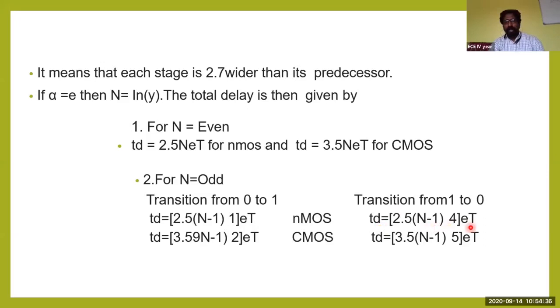This is the difference: for 0 to 1 it is 1 here, and for 1 to 0 it will be 4 in the equation. And for CMOS, for 0 to 1, it is 3.5 times (N minus 1) plus e T. And for the 1 to 0 transition, from high to low, it will be 3.5 times (N minus 1) plus 5 e T. So this is how you are supposed to calculate this N value and e value, or alpha value, while designing this cascading of the transistors in order to have good driving circuits.